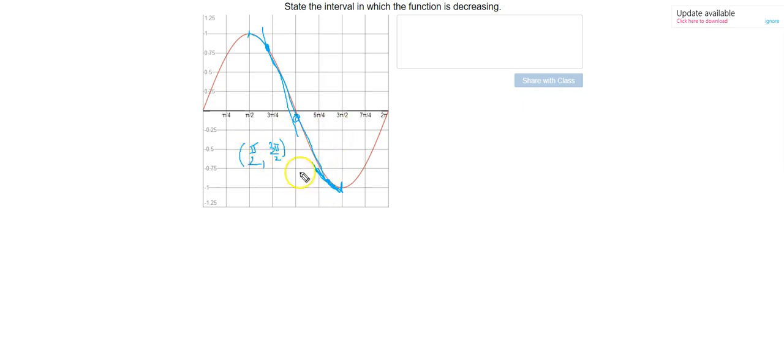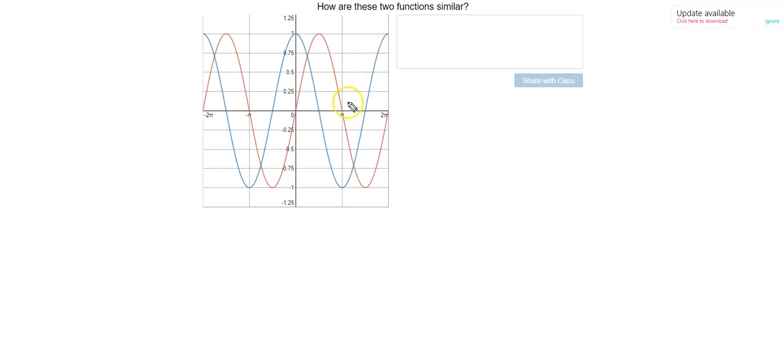So where would it be increasing? Well, here's an interval where we're increasing the whole time. Here's another interval where we're increasing the whole time. In quadrant 1 and in quadrant 4, we're increasing the whole time.